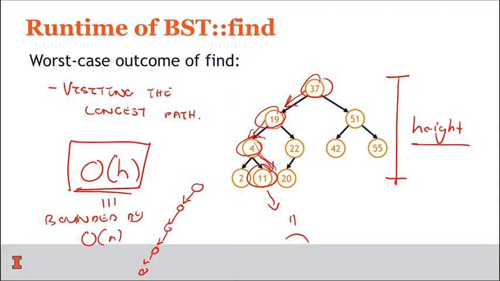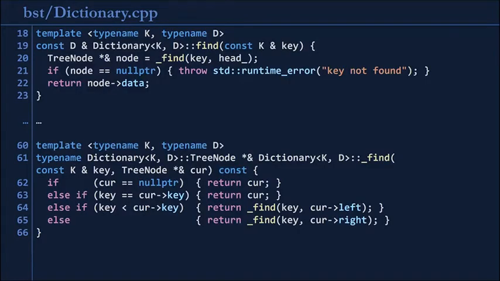Let's look at the code that will actually run this algorithm. So here we have two different functions. The first function we're going to have is a find function. This find function is simply going to call our helper function, passing in the key and the head. So we're going to start at the head or the root of our tree.